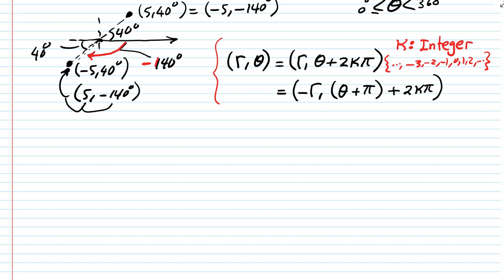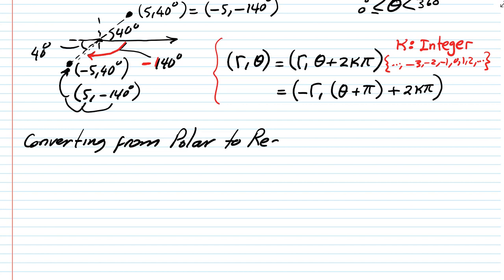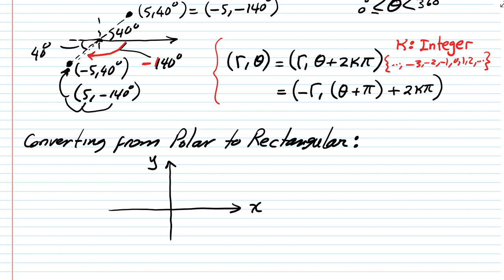Now, how do I convert from polar to the familiar rectangular coordinate system? Let's just make it a title. So let's say we want to convert from polar to rectangular. To do this, we're going to superimpose or overlay one coordinate system on top of the other. So here's our familiar Cartesian coordinate, and then this would be the polar.